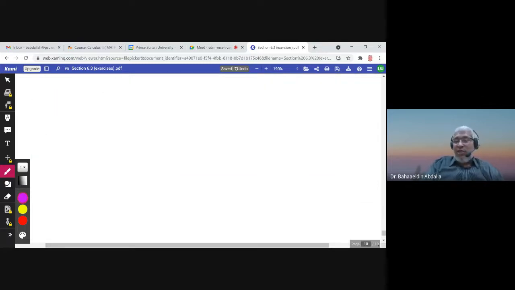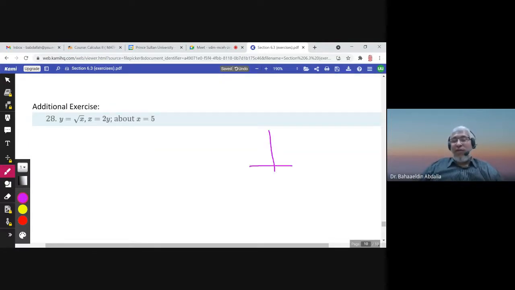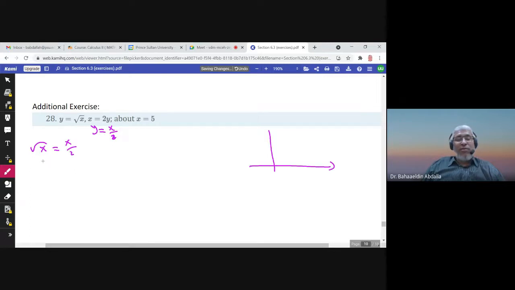I think this is the last question. Okay, good. So this is y equals the square root of x, and x equals 2y. I need to find their intersection points. So I'll find y from here. y from here is x over 2. So the square root of x is equal to x over 2. Square both sides. Multiply by 4. So 4x minus x squared is 0. Take x as a common factor. So either x is 0 or x is 4.